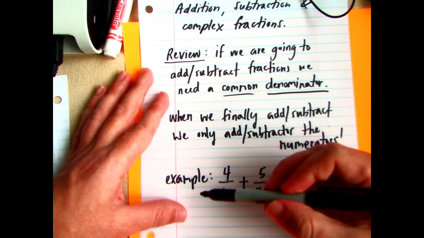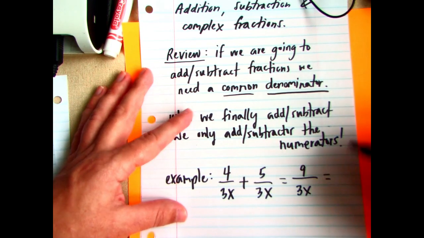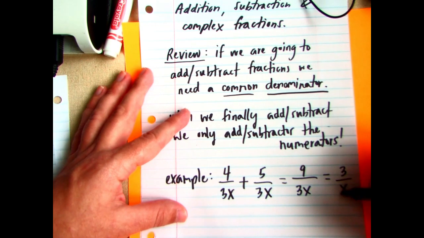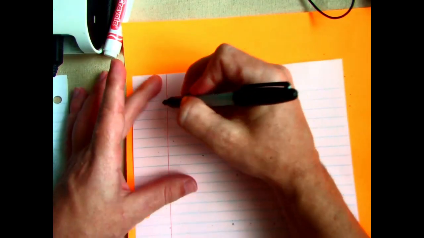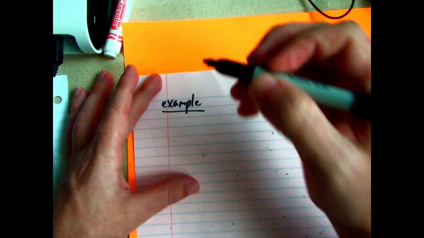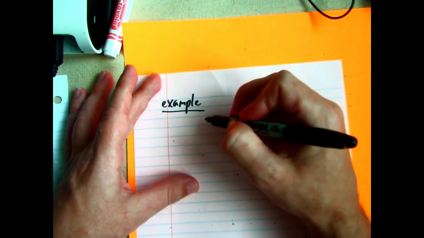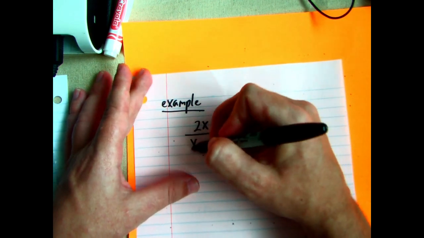4 plus 5 is 9. We won't touch the denominators. So we have 9 over 3x. But at that point, you could reduce the fraction. 9 over 3 is 3. So you can definitely simplify your final answers after you've added or subtracted.